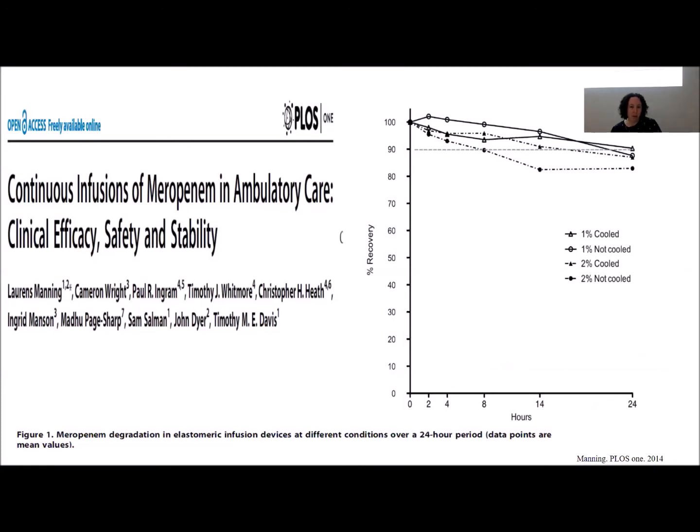We'll move on to meropenem for a moment, and this is a paper from Manning et al. What they showed was that traditionally we haven't given meropenem on these services because of concerns about instability. What they did was they had antibiotic bags made up with meropenem of differing percentages, so 1%, 2%, and they cooled them and didn't cool them. Then by sampling those bags over a 24-hour period, they looked at how much drug was actually available. This suggested that with cooling of the bag and using a lower percentage, we could have an adequate amount of drug delivered to a patient in the outpatient setting.